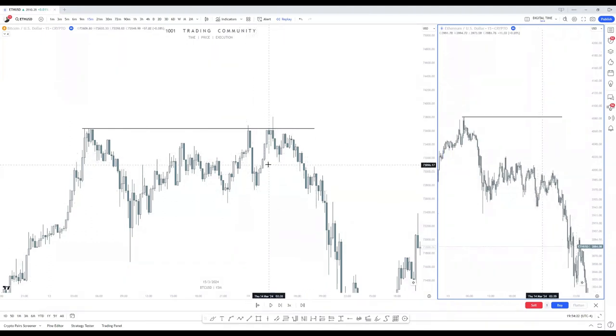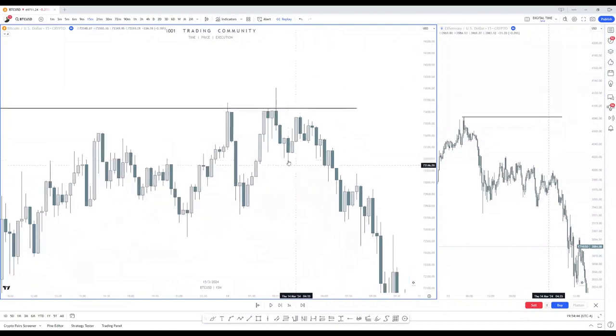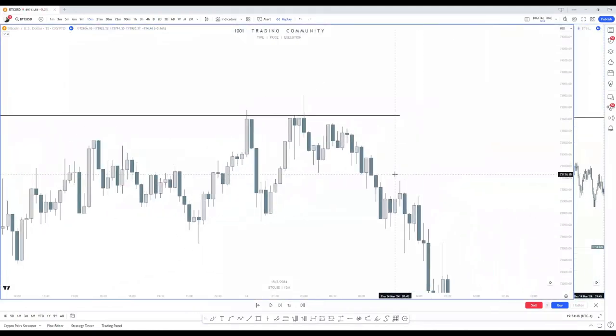So that high got taken out at midnight and then again at 3 a.m. There's another SMT right there. Between this high and this high, Ethereum did not make another high. So there's another more prominent SMT right there. Now let's zoom in to Bitcoin. We understand there's an SMT, so I'm going to take that out for Ethereum. And let's zoom into Bitcoin.